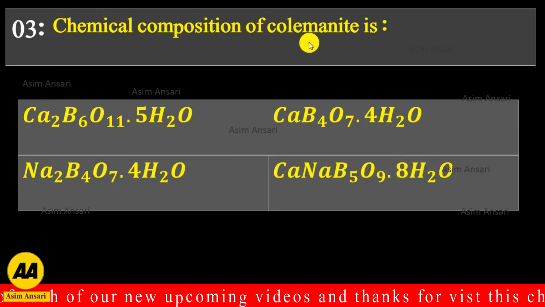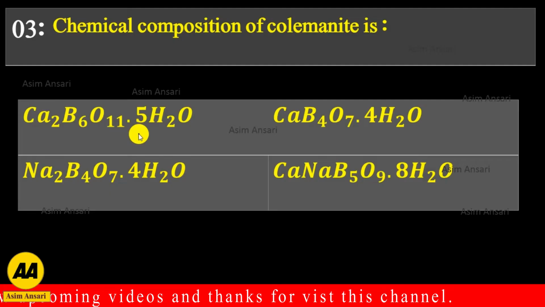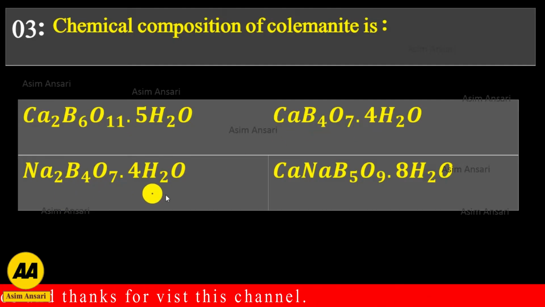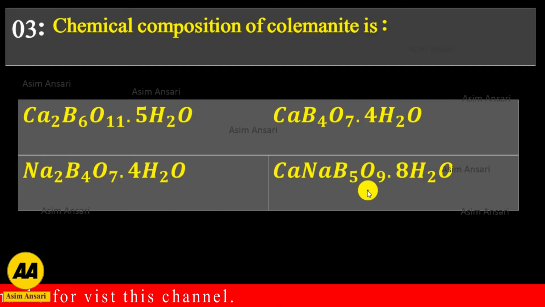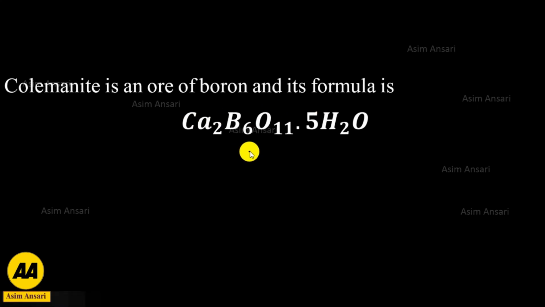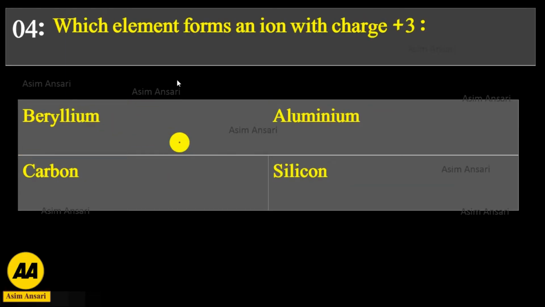The chemical composition of colemanite is: Ca2B6O11.5H2O, CaB4O7.4H2O, Na2B4O7.4H2O, or CaNaB4O11.8H2O. Colemanite is an ore of boron and its formula is Ca2B6O11.5H2O. So the exact answer is option A, Ca2B6O11.5H2O.